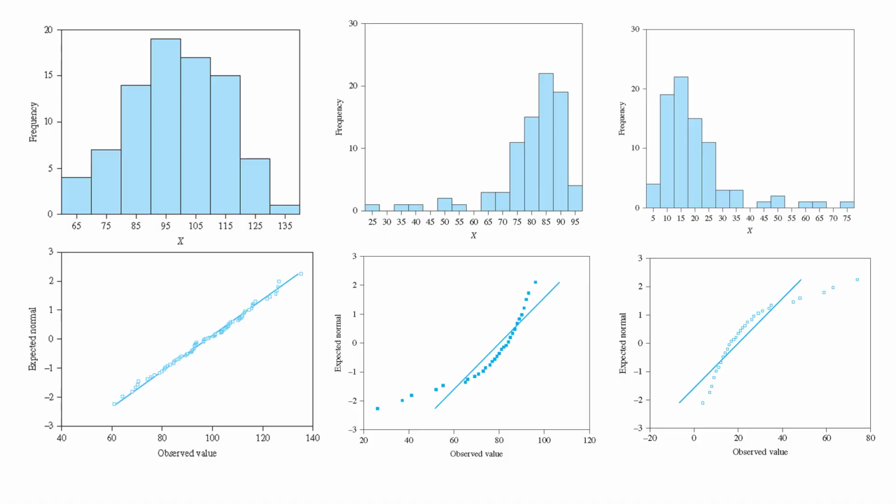Here are just some examples. The pictures on the left show a normal distribution. The two in the middle show a negative skew, but as you can see, there are upward curves in the QQ plot. The pictures on the right show a positive skew, and there is a downward curve on the QQ plot.